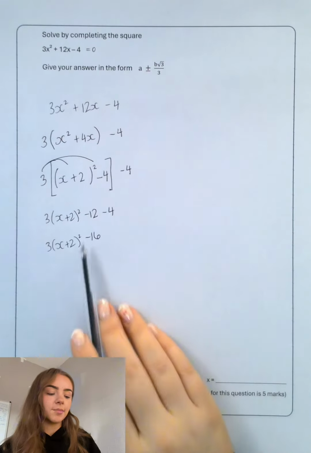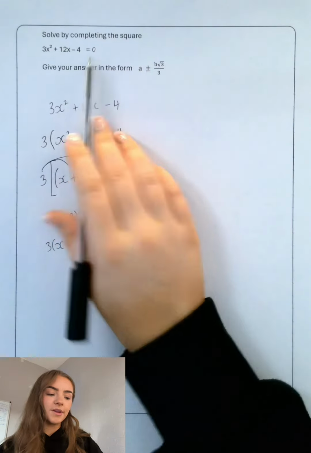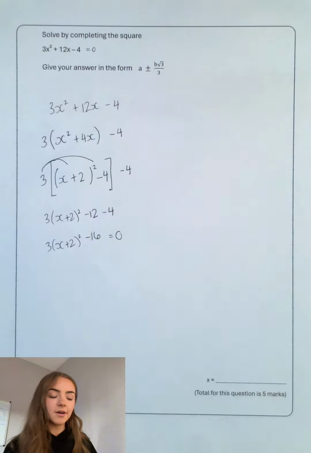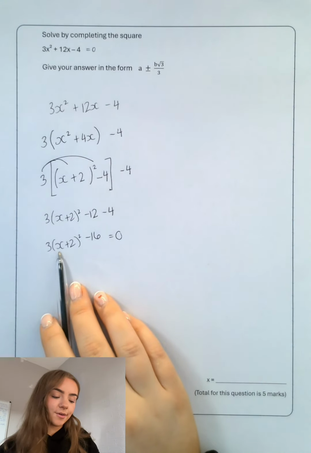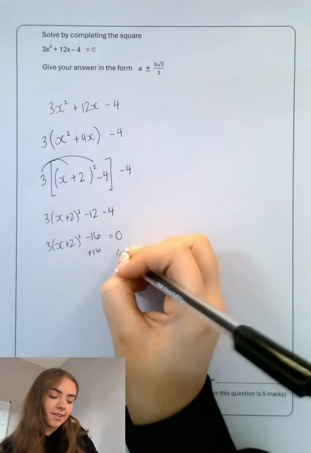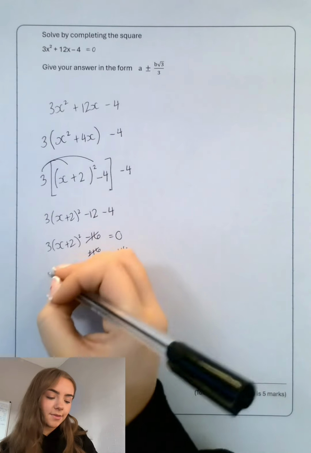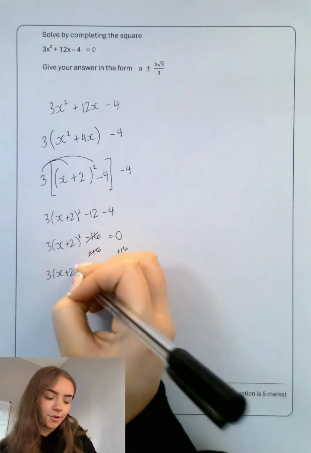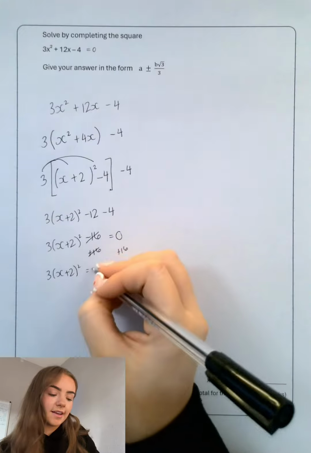Now that we've got this in completed the square form, we can solve, and we know that it is equal to 0. From here, we just need to rearrange to get x on its own. Let's start by adding this 16 to both sides. On the left-hand side, these will cancel out, leaving us with 3 times (x + 2)² is equal to 0 + 16, which is 16.